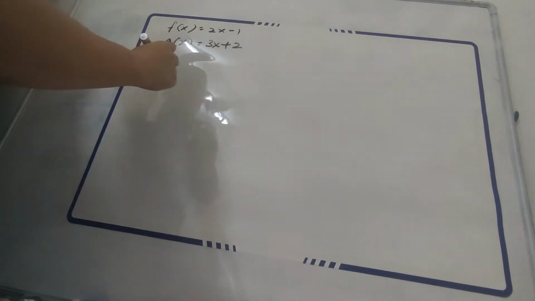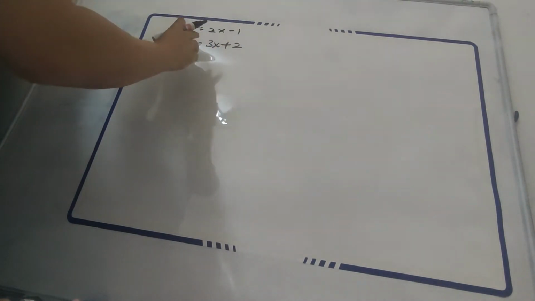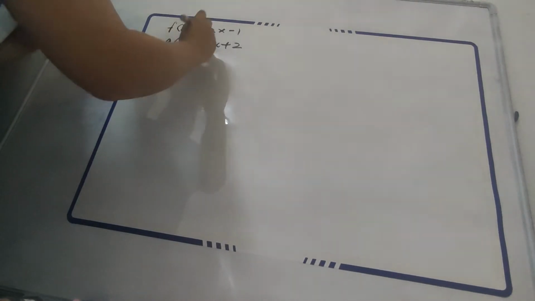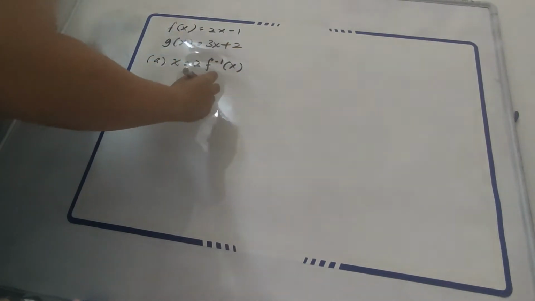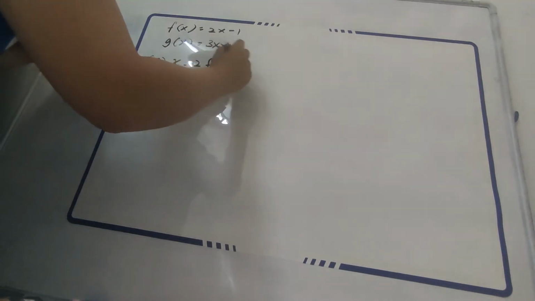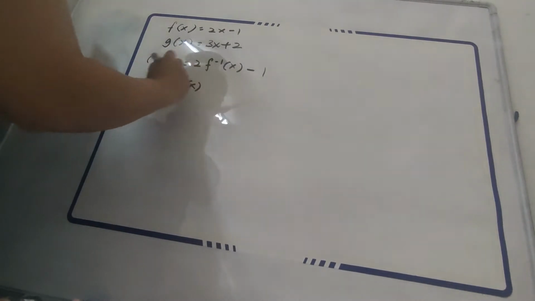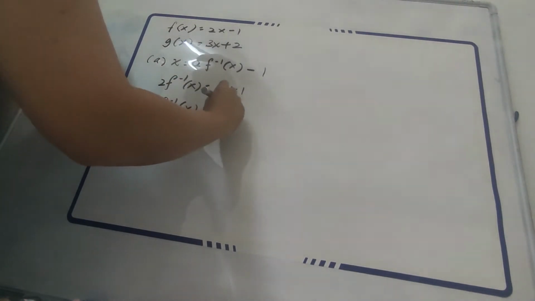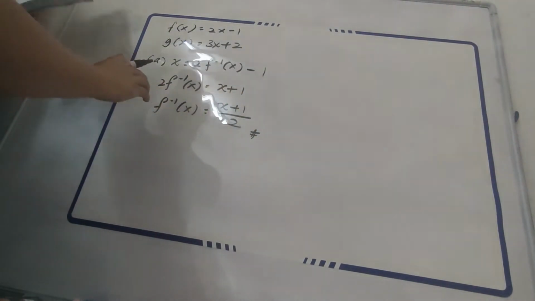It's very simple. To solve the inverse function, you make the f(x) become x, and then the x become inverse function of f of x. So 2 f inverse of x, minus 1, equals to x plus 1. So the inverse function f minus 1 of x is equal to x plus 1 divided by 2. So this is the answer for part 1.